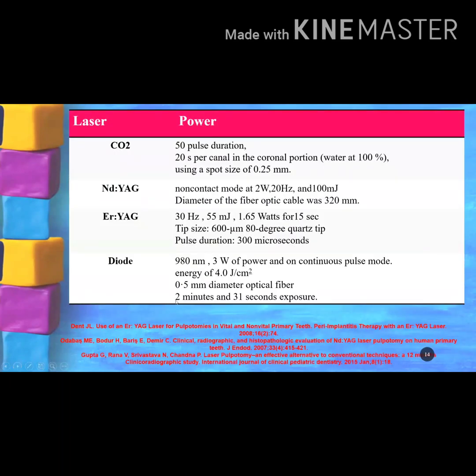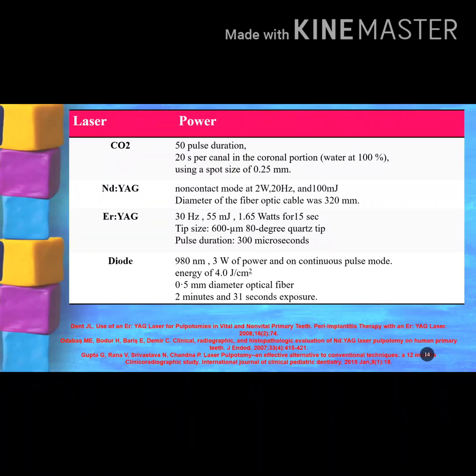These are the lasers used for a pulpotomy. Carbon dioxide laser at a 50 pulse duration for 20 seconds and 100% water, and the spot size should be 0.25 mm.